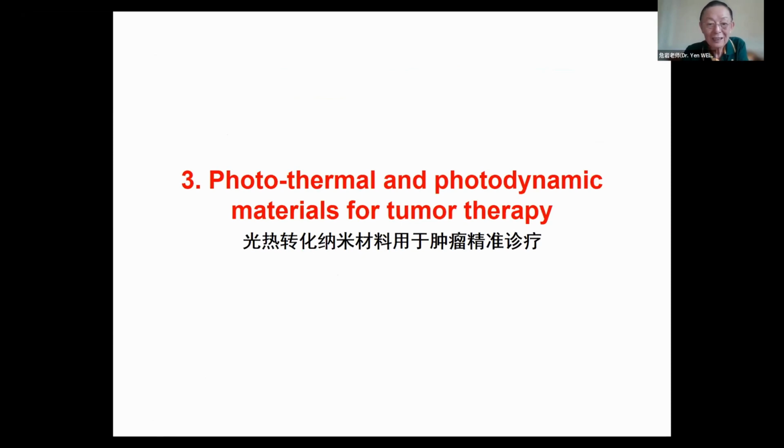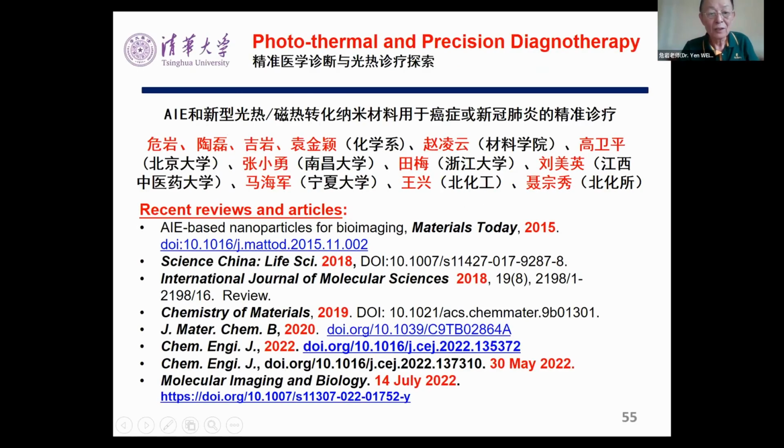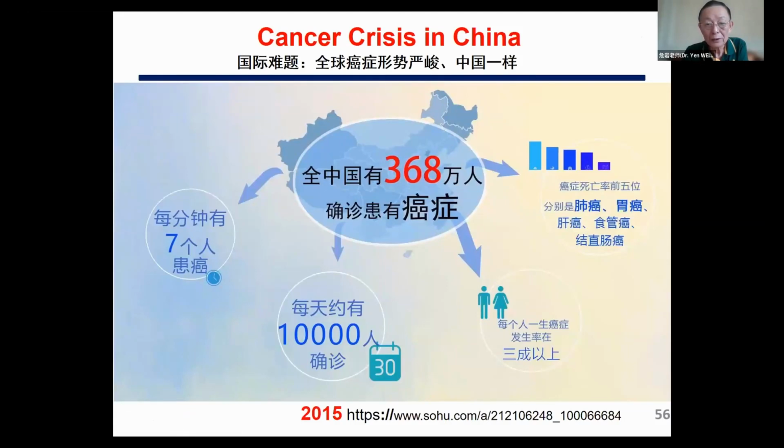Last, I just spend 1 minute to talk about this, okay? The photothermal and photodynamic material for tumor therapy, that's fun stuff. Of course, we have a big team doing this. Photothermal precision diagnostic therapy. Here what we do is, I'm interested in tumor and cancer, of course. This is 2015 data.